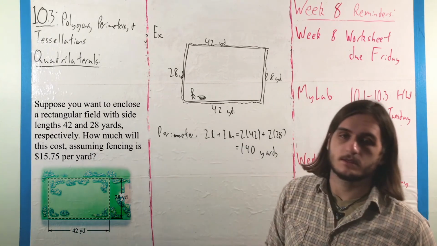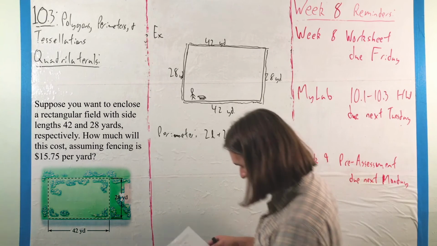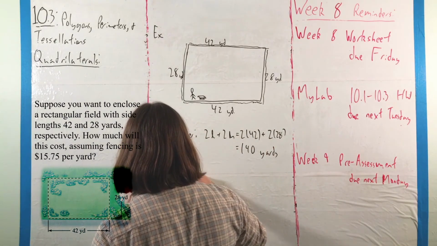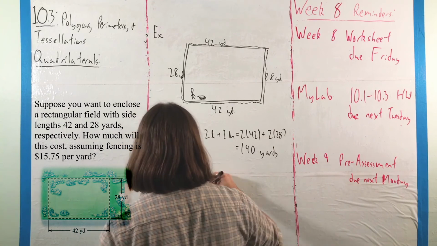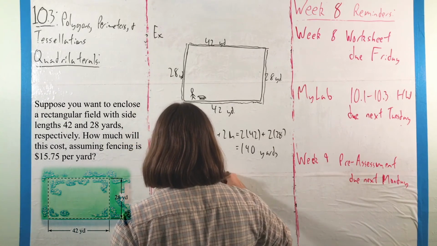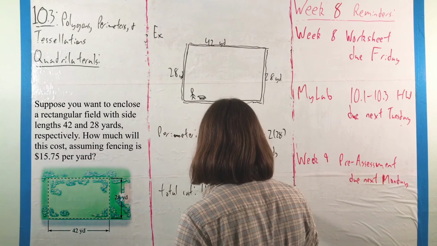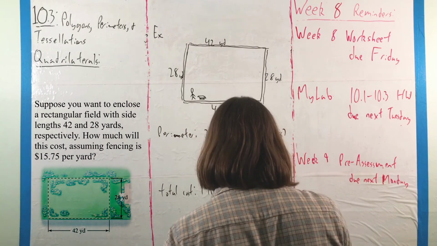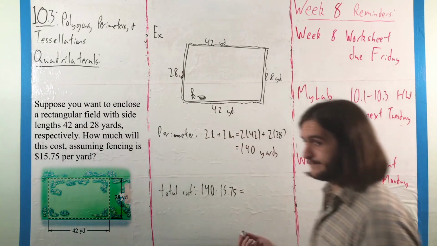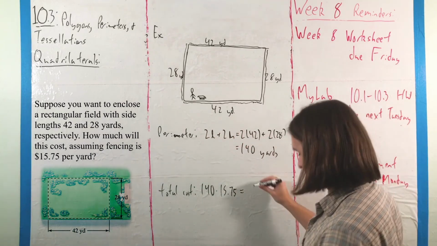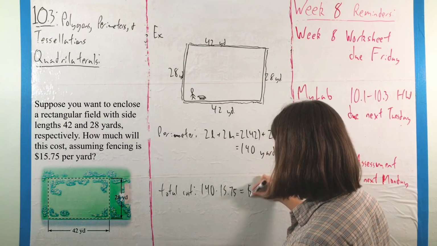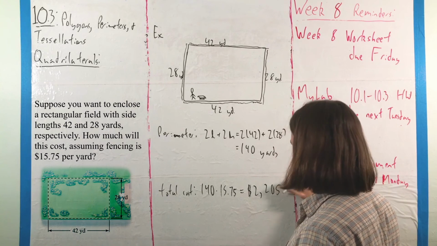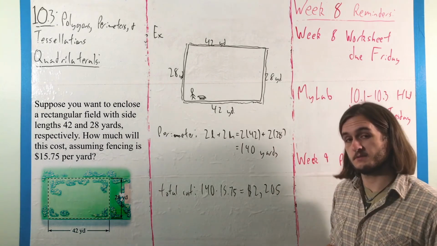So kind of a callback to the stuff we did at the end of Chapter 1, problem solving. Our total cost will just be the product of the number of yards times the cost per yard. So 140 times 15.75, or if you prefer, $2,205. It's going to be a pretty expensive fence.